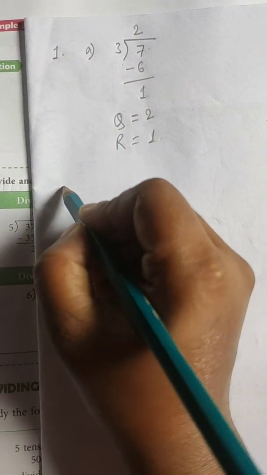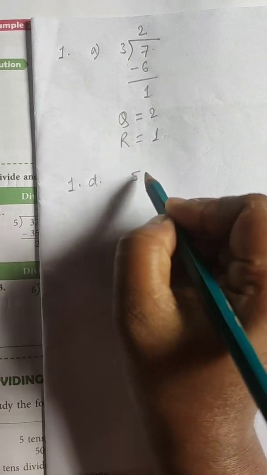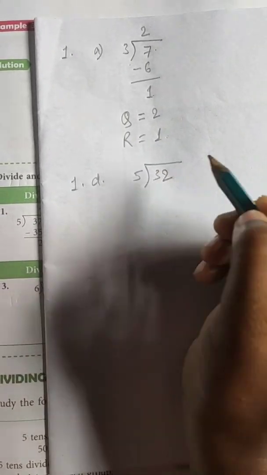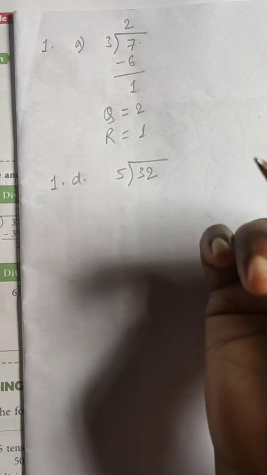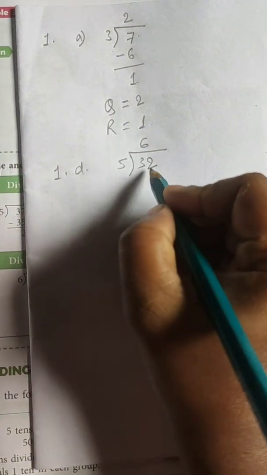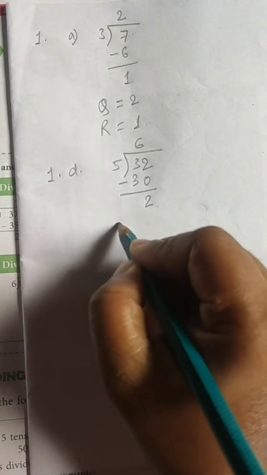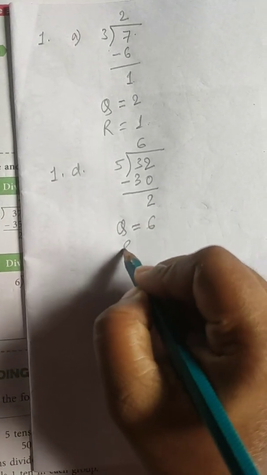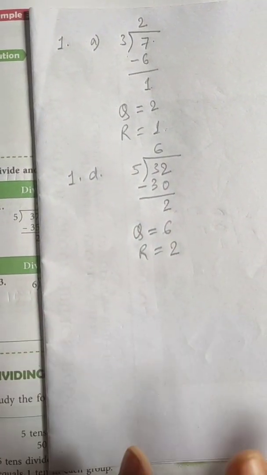So now let's solve another problem. Say 1D. 5 divided by 32. Read the multiplication table of 5. Yes, 5 6s are 30, 5 7s are 35. Now the product 35 is greater than 32, so we will take the lesser product, that is 5 6s are 30. We will do the subtraction. So what is the remainder? 2. So what is the quotient? Quotient is 6, remainder is 2. Likewise you will solve the other problems also.